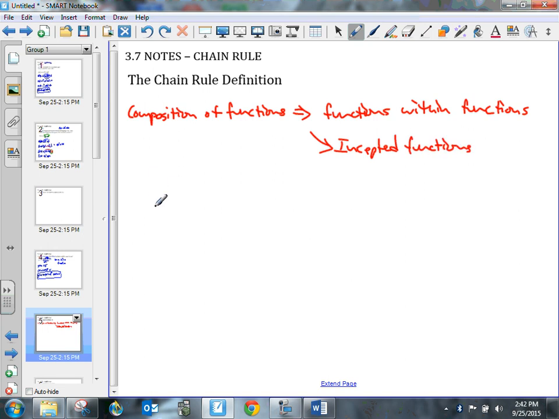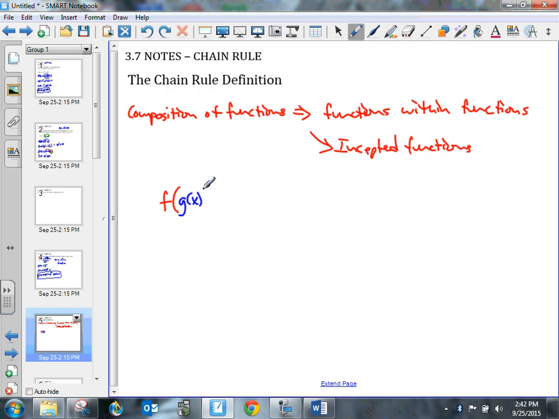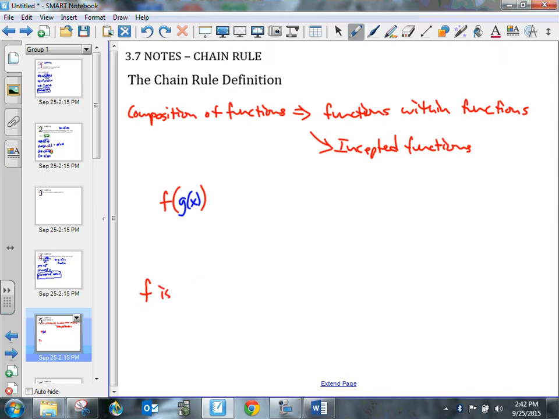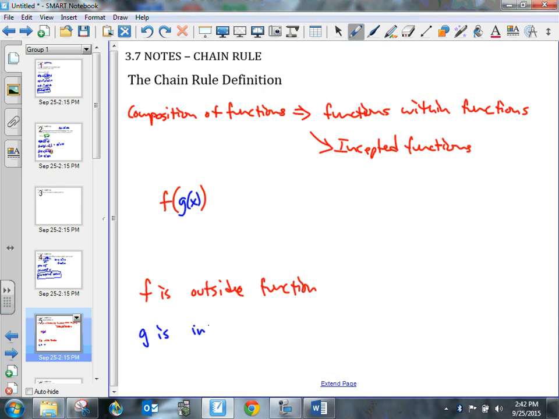So let's think about that. What does that look like? If I have f of, and I'm going to switch up my colors here, g of x, I don't want that last parenthesis, f of g of x, and g of x is the inside function. So here's what I want to write. I'm going to write f is the outside function, and I want to write that g is the inside function.